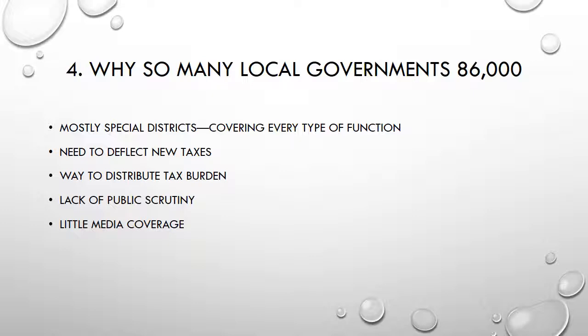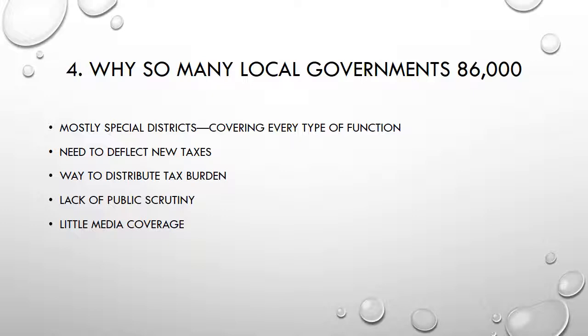So the last question here is, why are there so many local governments, 86,000 in the United States? And the answer to that is because there are so many special districts. And how come we form special districts all the time? Well, I gave you just an example of what happened in Illinois back in the 80s when the White Sox threatened to leave town. This was a way to build a stadium without the public harassing the governor and the mayor of Chicago.